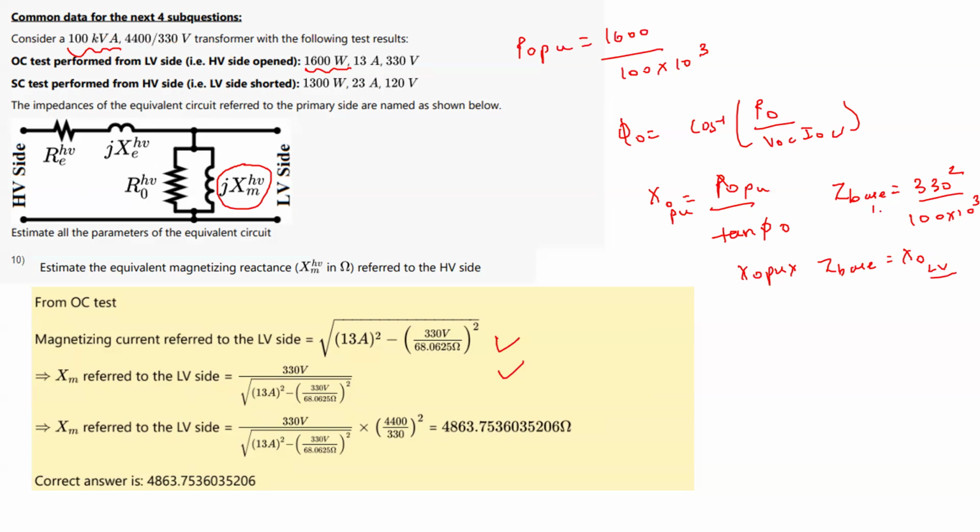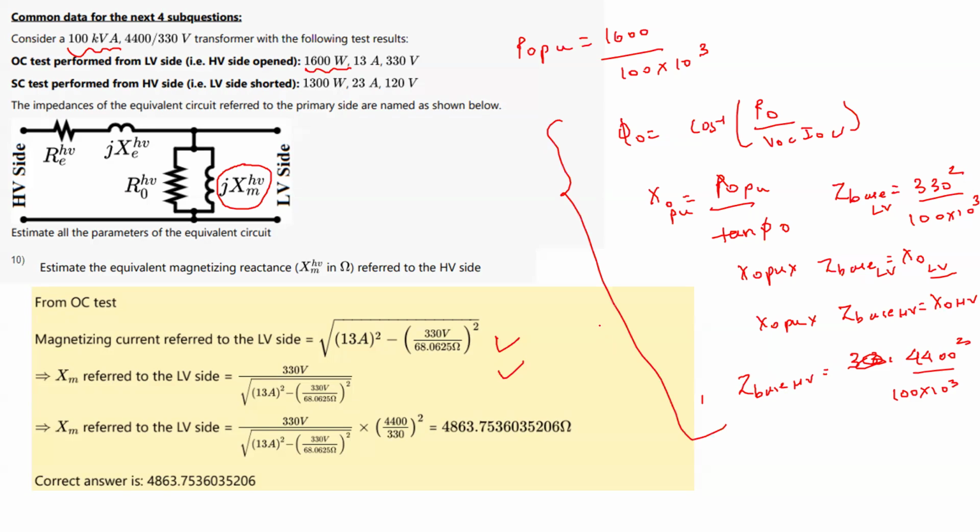If you multiply by the Z base of the HV side, then you will get the X0 referred to the HV side. Now what is this Z base on the HV side? It is 4400 square by 100 into 10 power 3. You can do it like this or you can do it like this.